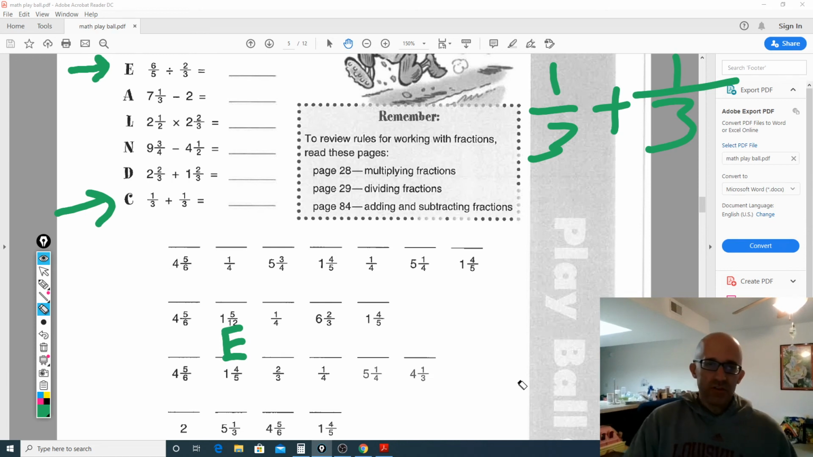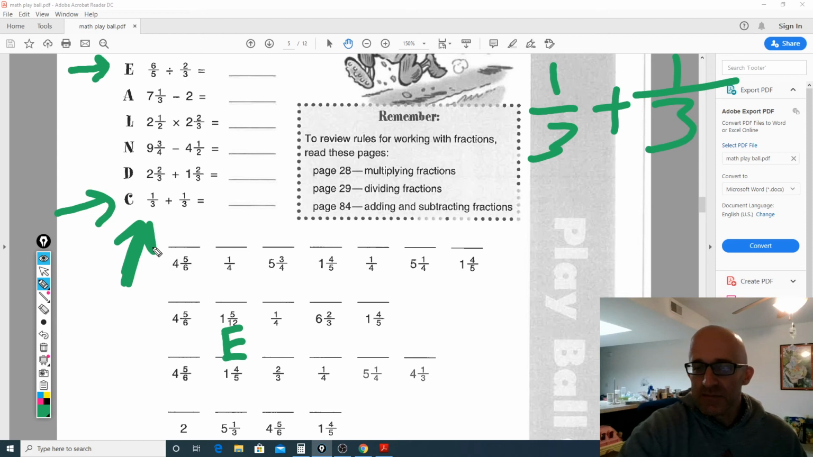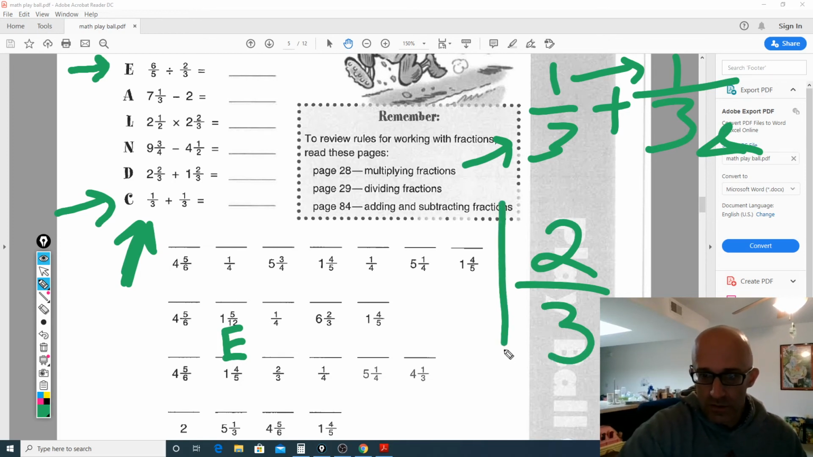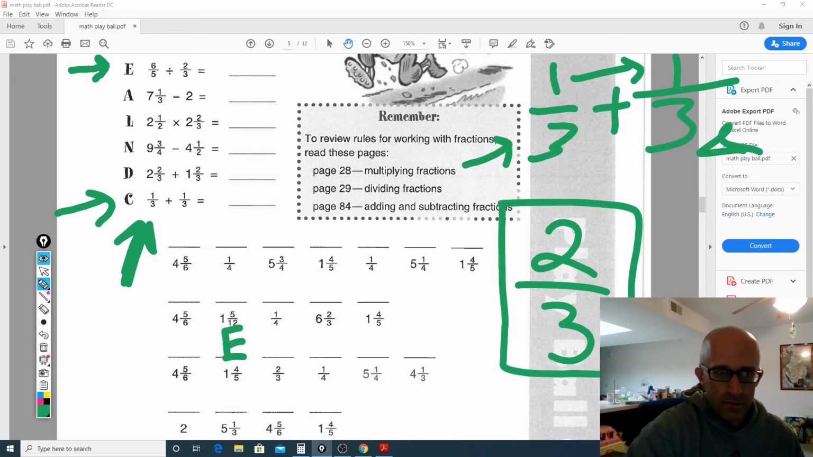When you're adding fractions, always make sure you have the same denominator, a common denominator. Now, this one right here for C, the letter C, the makers of this question were very nice to you guys. You have the same denominator. You still have a 3. So all you're really doing here is just adding across in the numerator. 1 plus 1 is 2. You keep that same denominator of 3. So your answer is 2/3.